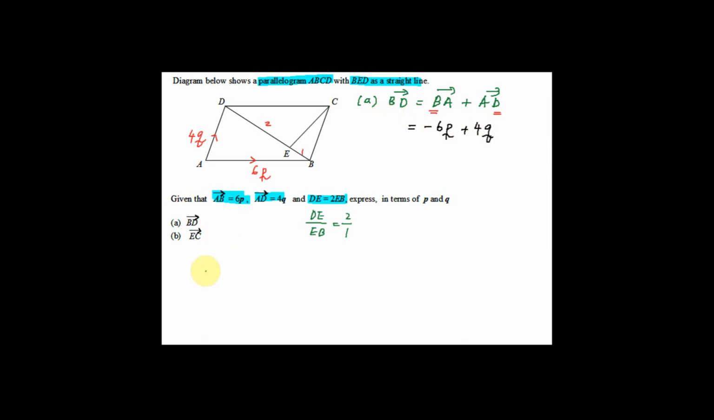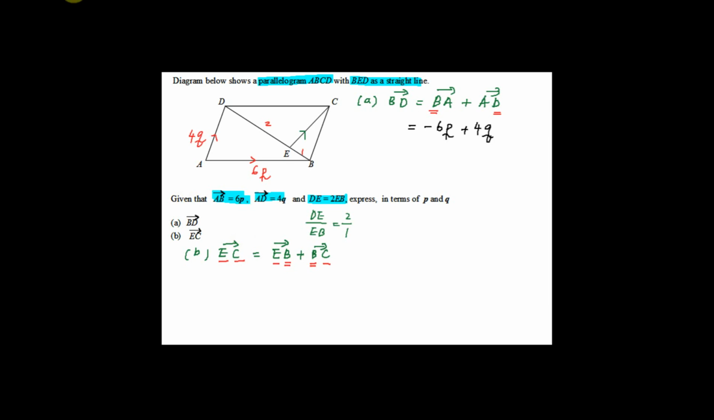So for part B, I need to find EC. Where is your EC? Your EC will be somewhere around here. This is your EC. So to find EC, I can use EB plus BC. Okay, carefully here. EC, you start with E first and end with C. In the middle, you should have the equal number, that is B.